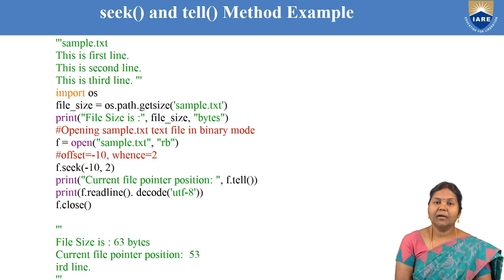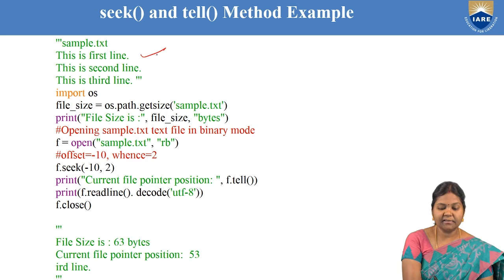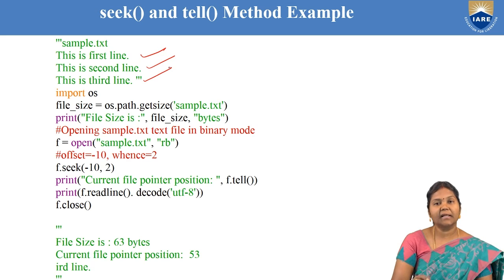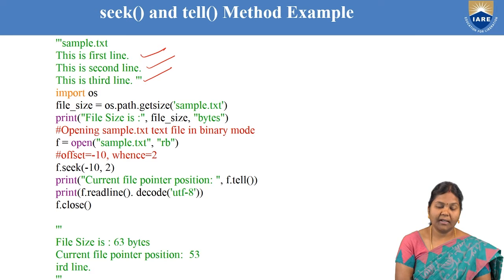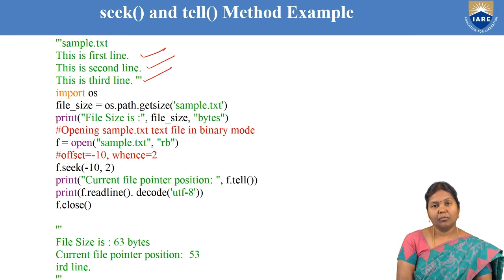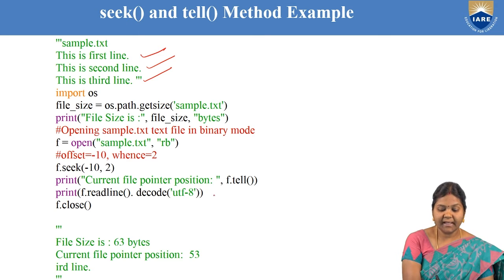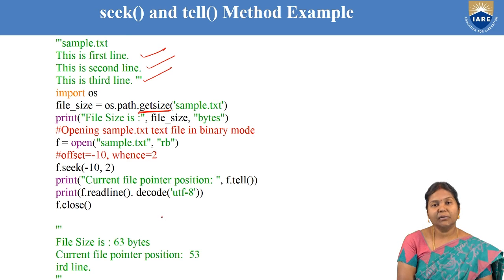Now, let us see one more example of this. Suppose sample.txt is a file which contains 3 lines: this is first line, this is second line, this is third line. This is the content inside sample.txt. Now, let us see how to check the size of the file and then how to move within our file using f.seek. First of all, to check the size of the file, I want to use the getsize method. This getsize method is there in the os module.